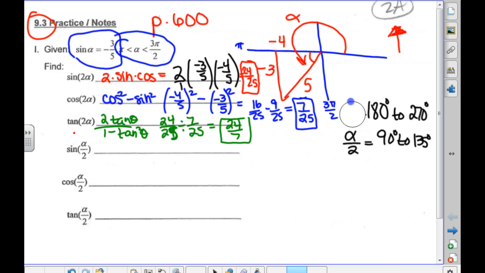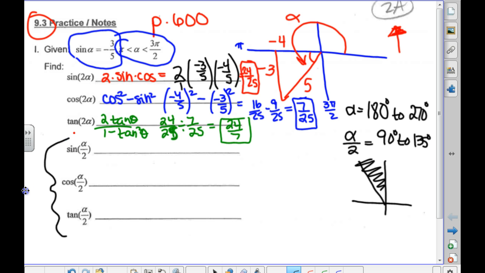Okay, think about that for a minute. If I had a quadrant 3 angle that fell somewhere between 180 and 270, and I want half of it, it's going to fall between 90 and 135. Okay, a 90-degree angle and a 135-degree angle are up in here somewhere. What quadrant am I in? That's all I care about. Second. It would be somewhere in quadrant 2. All of these would fall in quadrant 2.